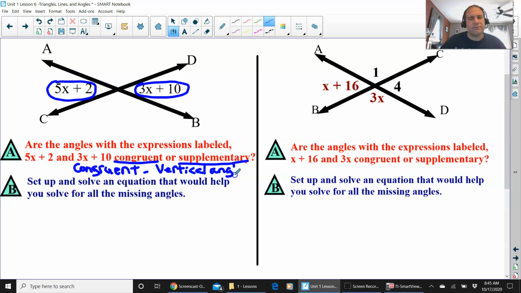They're vertical angles. So please write that down. Now it says set up and solve an equation that would help you solve for the missing angles. So if these are equal to each other, you have to set them equal to each other. Vertical angles are equal. If these angles are vertical, then they're equal.